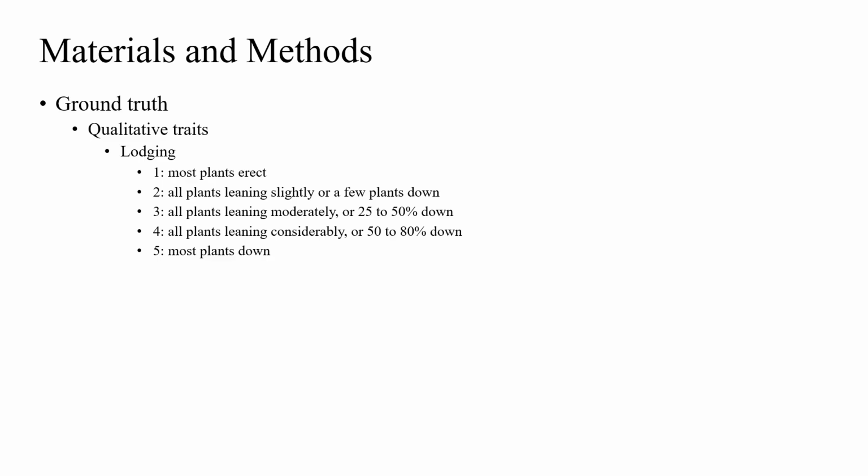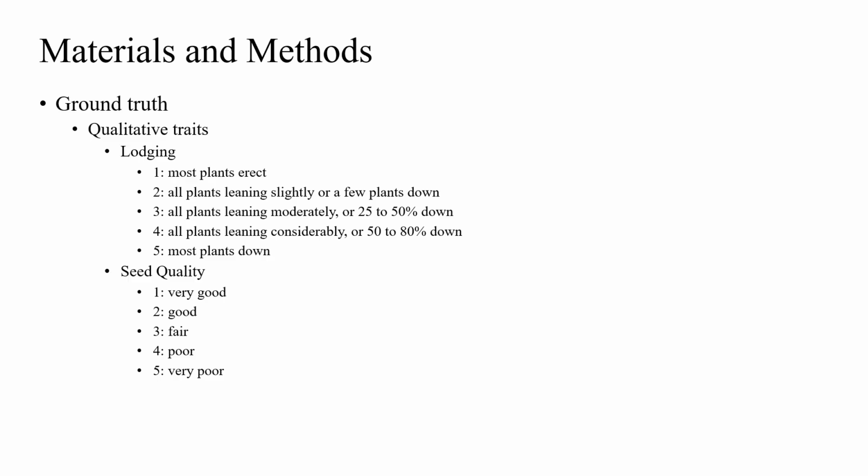And 2 qualitative traits, including lodging, rated on a 1 to 5 scale based on plant leaning or downing, and seed quality, rated on a 1 to 5 scale based on wrinkling, defects, greenishness, and mold.